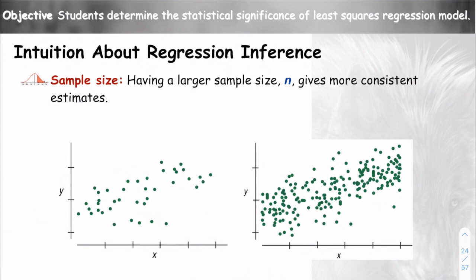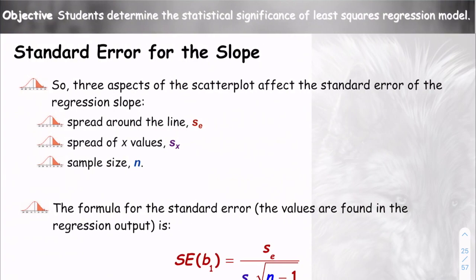And the last thing, which is pretty obvious, is if we have a larger sample size, it will give us more consistent estimates. And we're talking about more consistent estimates or lower variability. We're saying that the standard error measurement, when we use it for hypothesis testing, or when we use it for confidence intervals, is small. And that's what we want.